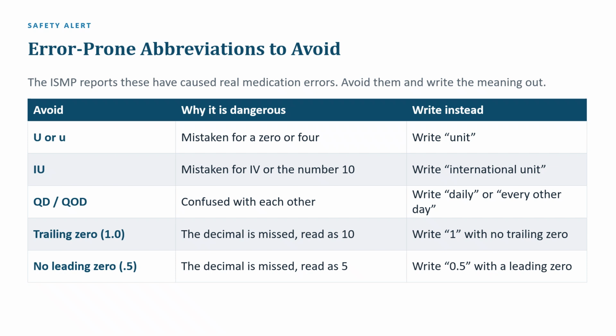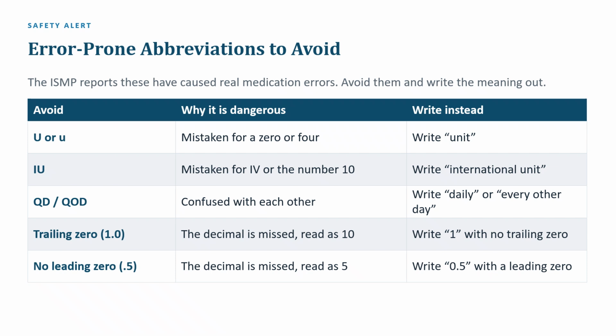First, the letter capital U or lowercase u for unit. Handwritten, it can look like a 0 or a 4, turning a small dose into a huge one. So you always write the entire word unit. Second, capital I, capital U for international unit, which can be mistaken for IV or for the number 10. So write international unit in full. Third, capital Q, capital D, and capitals QOD, old abbreviations for daily and every other day, which are easily confused with each other. So you write out daily or every other day.